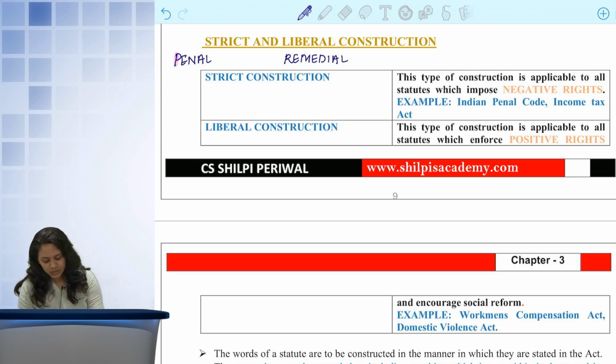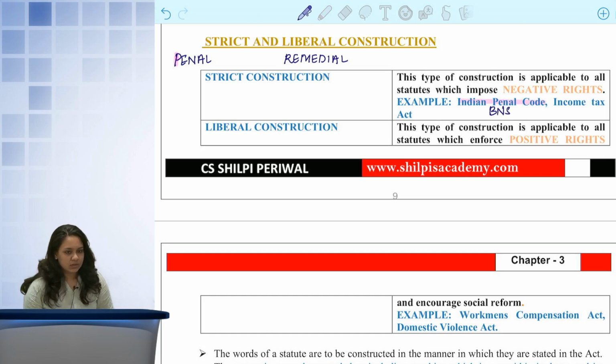We can say that the Indian Penal Code, which has been substituted by the BNS, or the Income Tax Act, these are all laws which, say for example the BNS, provides for certain offences, and that if a person has committed this offence, then they will be punished under the law. So these punishments usually can vary between fines as well as imprisonment, or to the maximum of a death penalty.